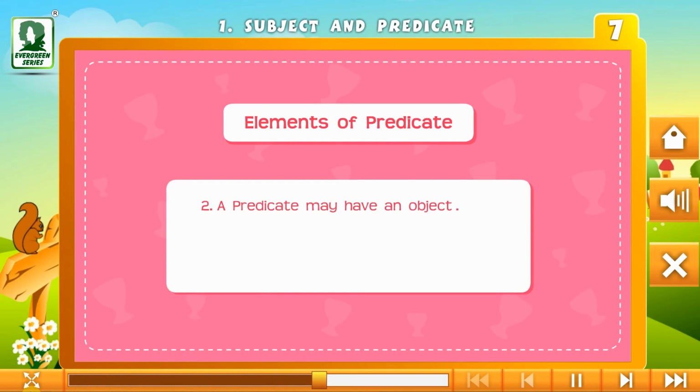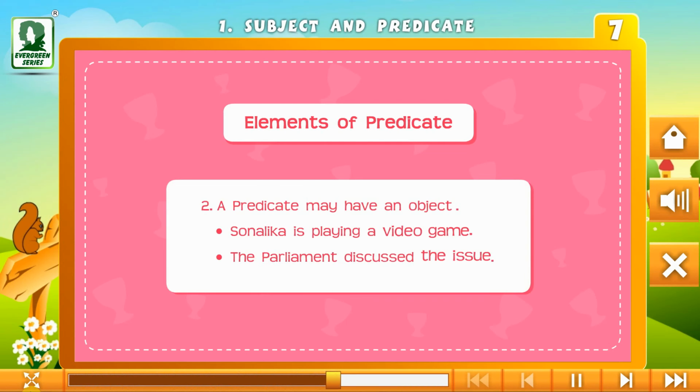Number 2 is a predicate may have an object. For example, Sonalika is playing a video game. The parliament discussed the issue. Here, video game and issue are objects.